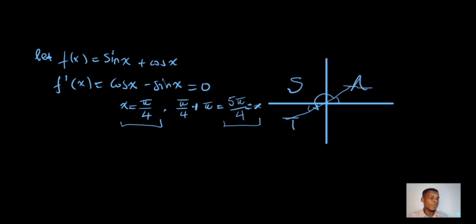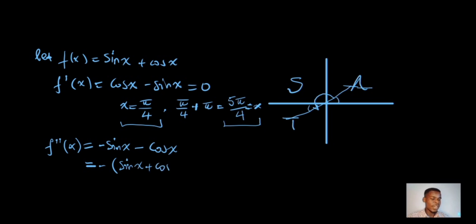To test for either maximum or minimum, we can use the second derivative. So we differentiate the function a second time. We differentiate cosine, we get negative sine of x. Then when we differentiate negative sine, we get negative cosine of x. Let's factor out the negative sign. Notice that we're going to have the same function, sine x plus cos x. But the value doesn't really matter here.